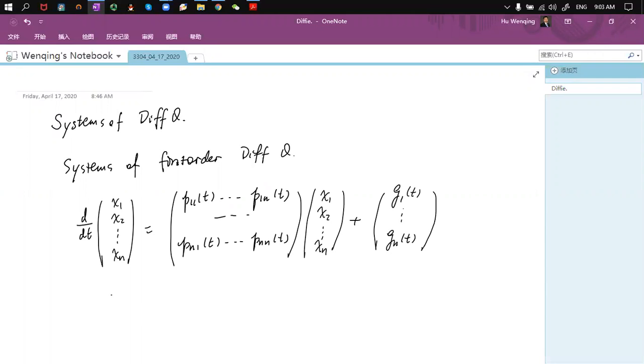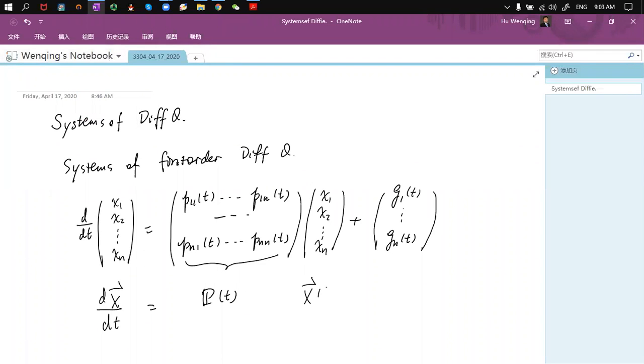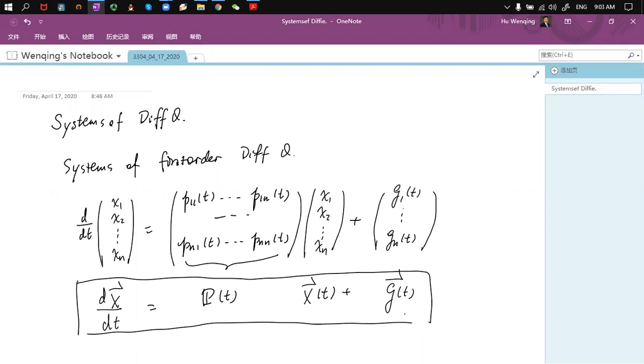Now what happens here is that you would like to write this as dx over dt, a vector, is equal to a matrix P of t multiplied by x of t, plus g of t, which is a vector. So that's a vector matrix equation. This equation written in this way is in vector matrix form. So we can reduce our problem to solving such vector matrix equations.